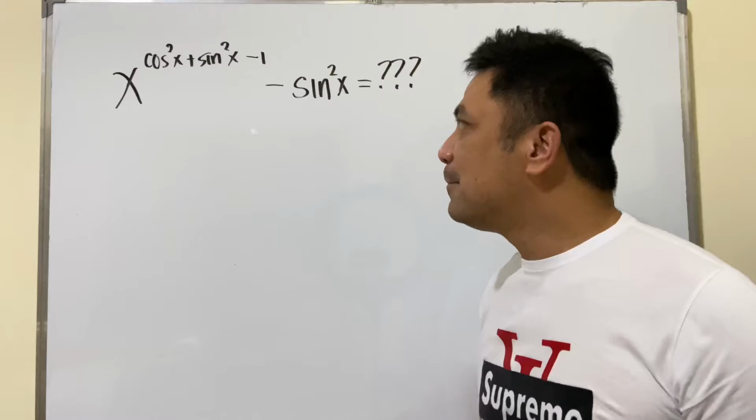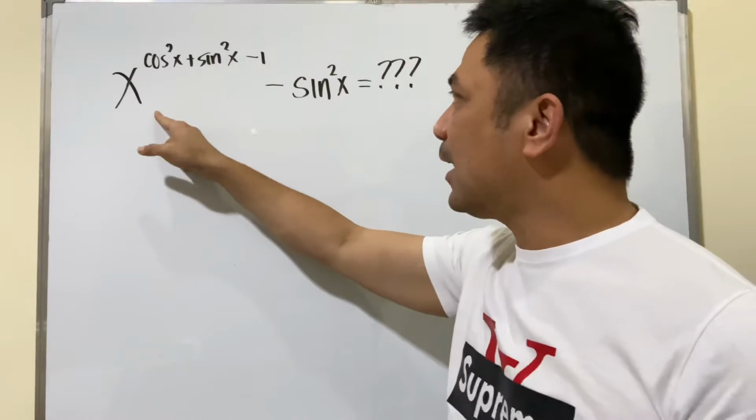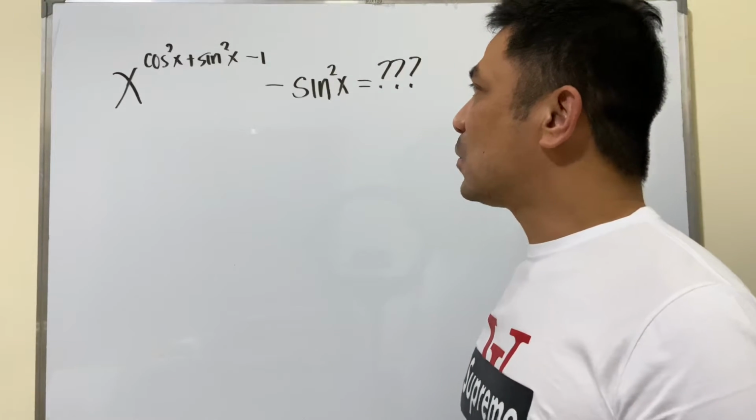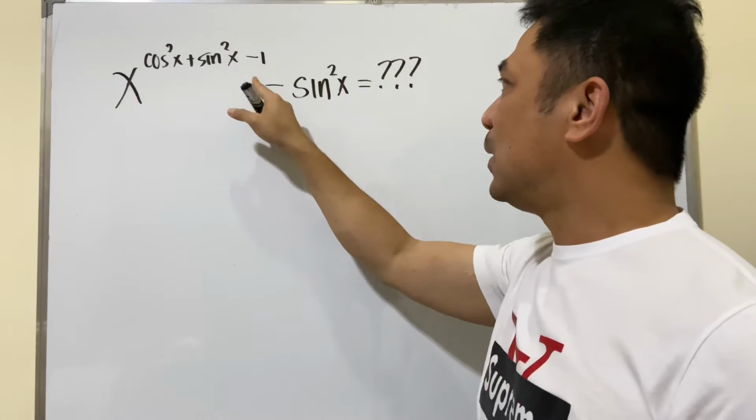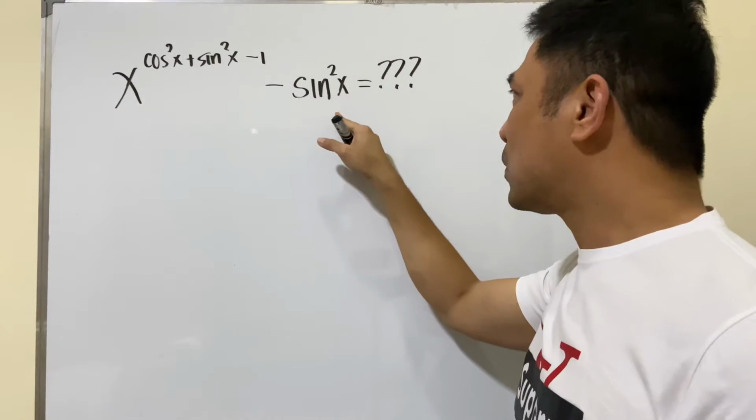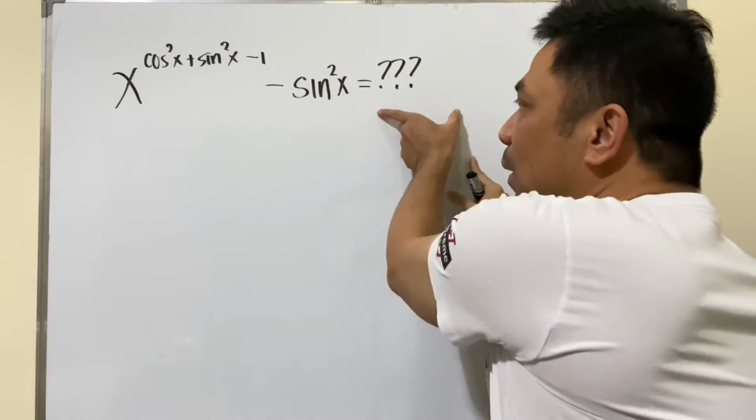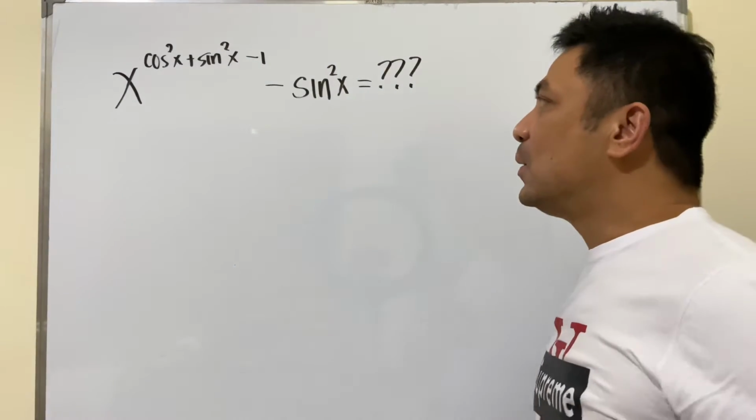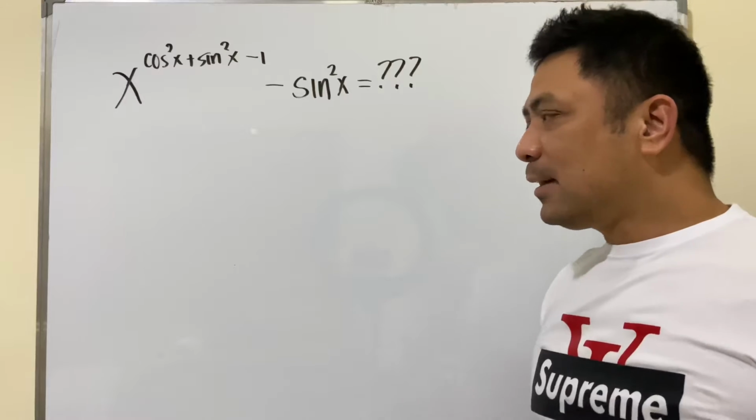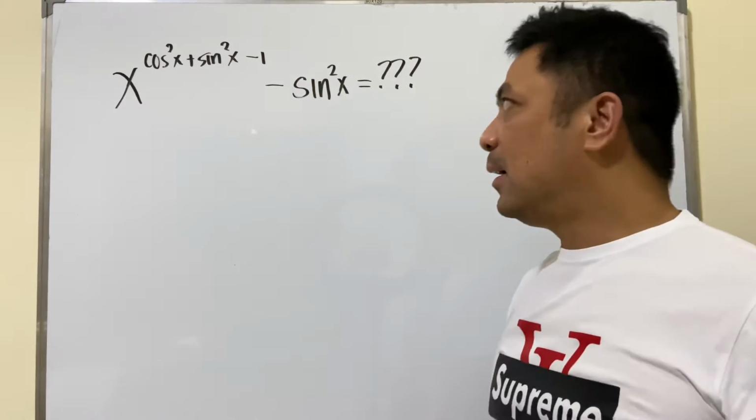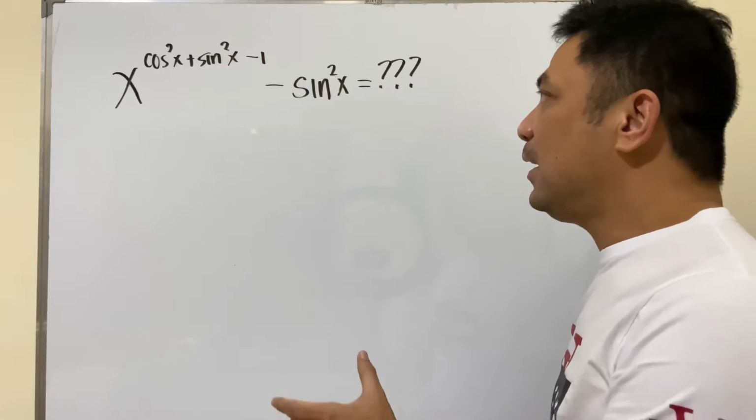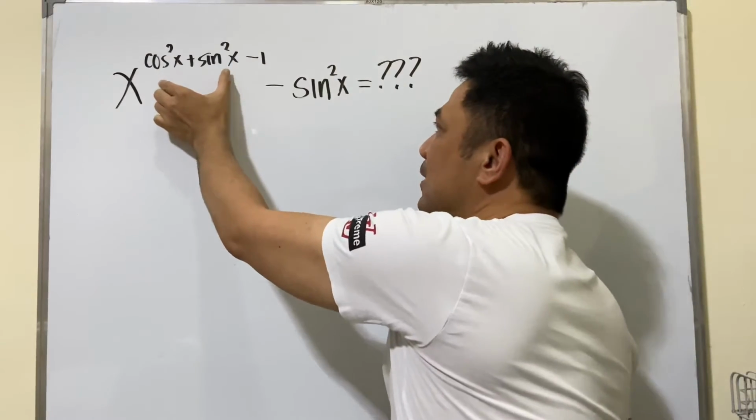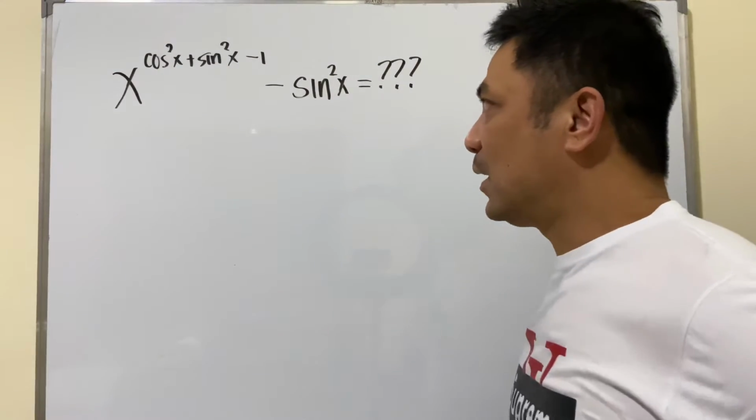So what will be the simplified form of x raised to cosine squared x plus sine squared x minus 1, minus sine squared x? It is equal to what trigonometric function or trigonometric identity? So let's try. I think the key point here is how we can simplify this cosine squared x plus sine squared x.